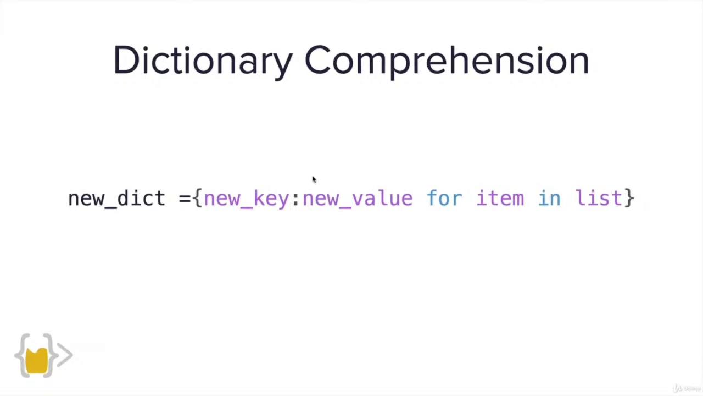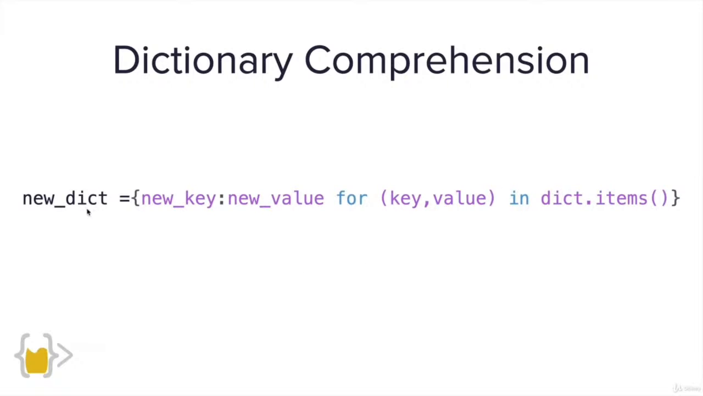And inside the comprehension, we get to set the new key, the new value, and we get to loop through items in a list. So any sort of iterable, a list, a range, a string, anything you want. And this is the simplest form of dictionary comprehension. Now, remember that a dictionary comprehension is just a way of creating a dictionary using this shortened syntax. We could take this one step further.